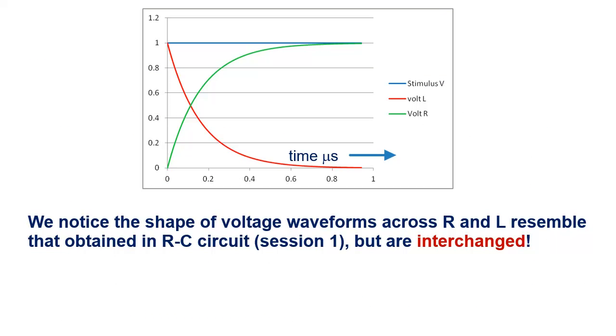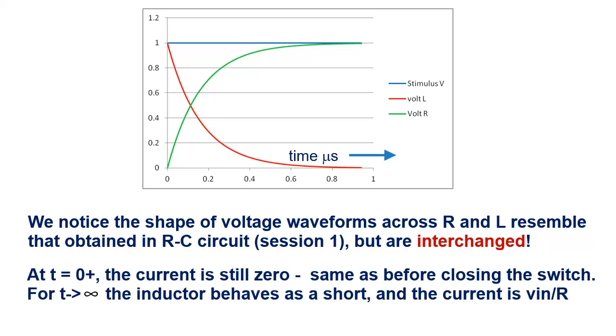Let us look at the results now. We notice the shape of voltage waveforms across resistor and inductor have general resemblance with those in RC circuit in session 1, but are interchanged. At t equals 0 plus, the current is still 0, same as before closing the switch. For t tending to infinity, the inductor behaves as a short, and the current is simply input voltage divided by resistance R.